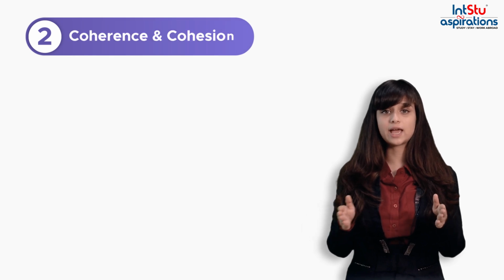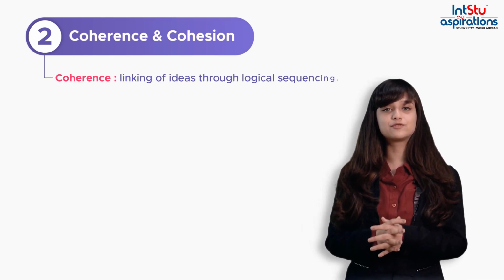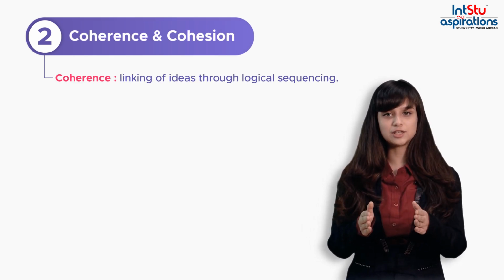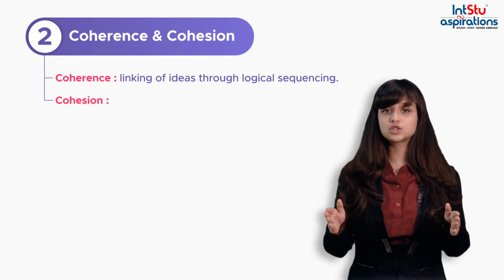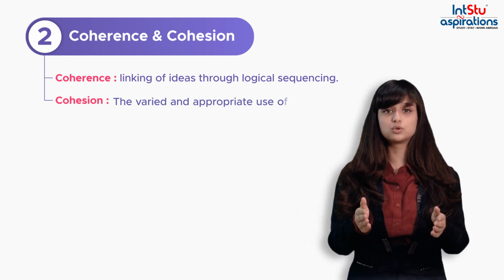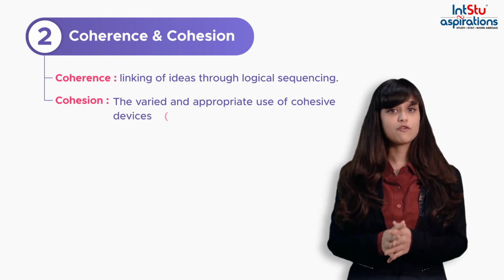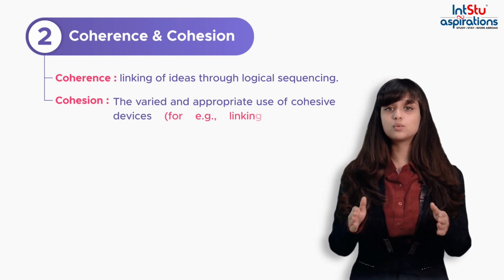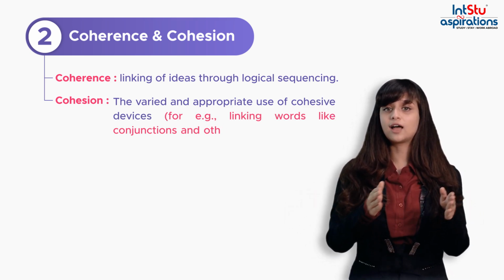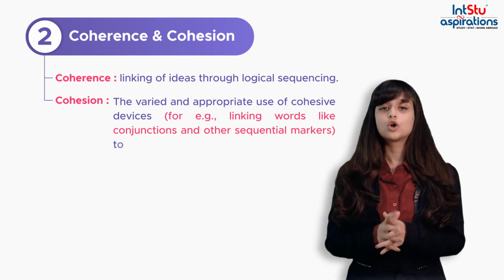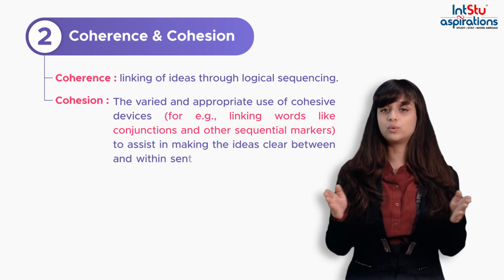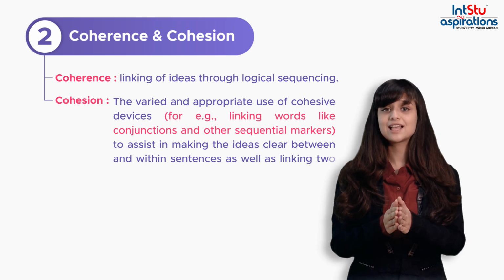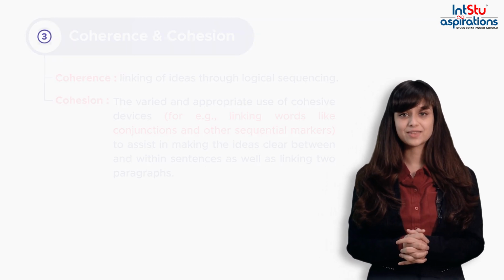In coherence and cohesion, coherence refers to the linking of ideas through logical sequencing, and cohesion refers to the varied and appropriate use of cohesive devices. For example, linking words like conjunctions and other sequential markers to assist in making the ideas clear between and within sentences as well as linking two paragraphs.